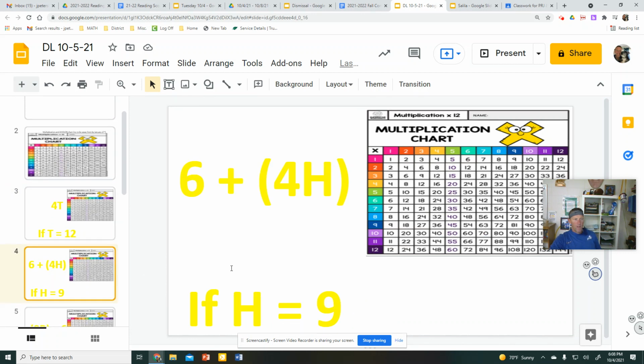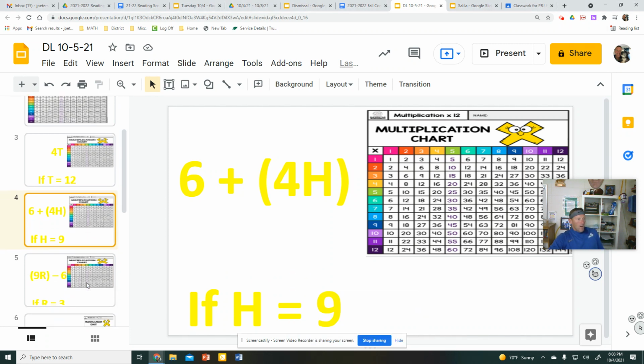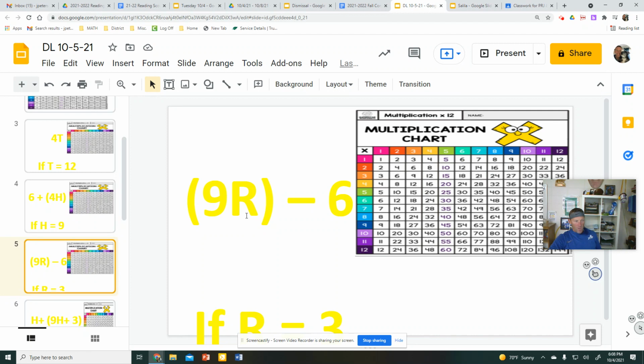On this one, we learned last Friday that we'd have to do the parentheses first. H is 9. We're going to go 4 times 9, and we'll get 36, and we'll add 6 to that and get 42. On our third slide, do what's inside our parentheses first. 9, and r is 3, so 9 times 3 is 27. Subtract 6, 21.